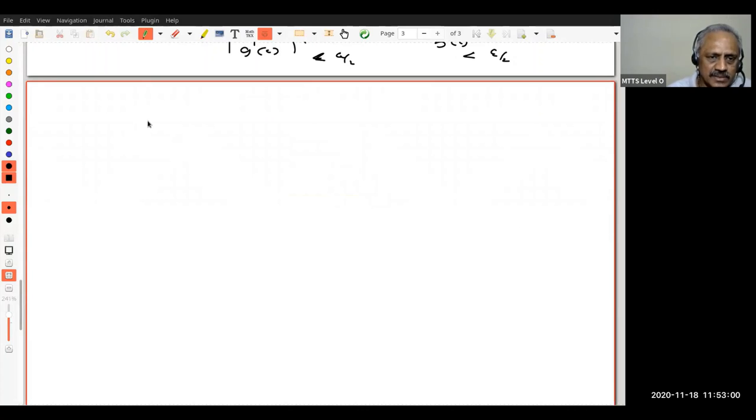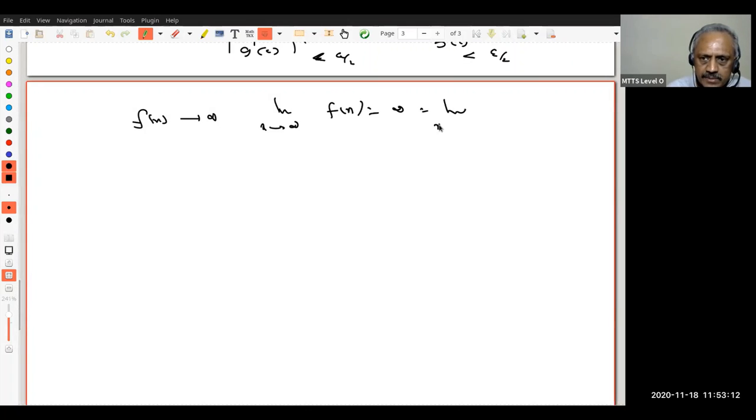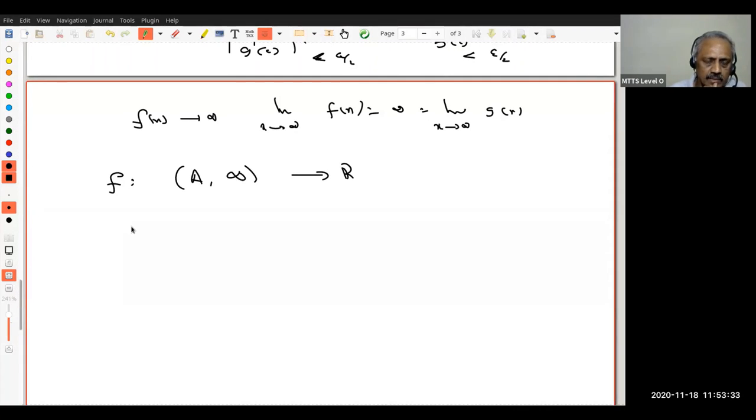So first thing is, let us look at the case where f(x) goes to infinity, that is, let me say limit as x goes to infinity of f(x) is infinity, equal to limit as x tends to infinity of g(x). Right? So first thing is, where is the function defined? Since I'm looking at only the behavior at infinity, as x becomes very, very large, I can take my function to be defined on some interval (a, infinity) to R. Okay. What are the conditions I need?